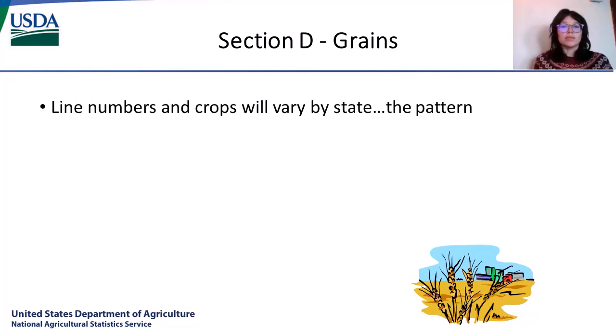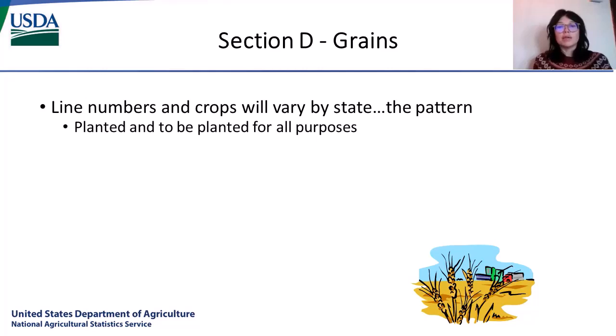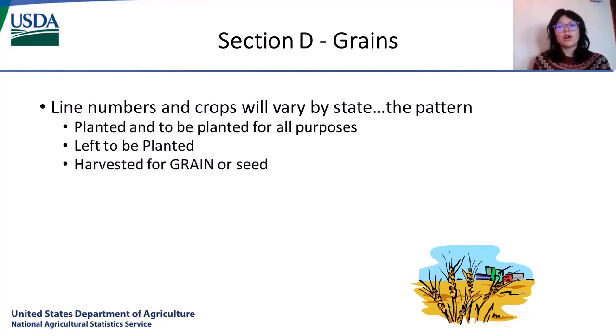Please note that the line numbers and grain crops will vary by the state questionnaire version you are working on. But you will notice there's a pattern in the grain questionnaire, which is acres planted and to be planted for all purposes, acreage left to be planted, acreage harvested specifically for grain or seed, and other uses of the grain. Some examples of other grain uses would be corn that was planted then cut for silage, and wheat that was planted and abandoned.